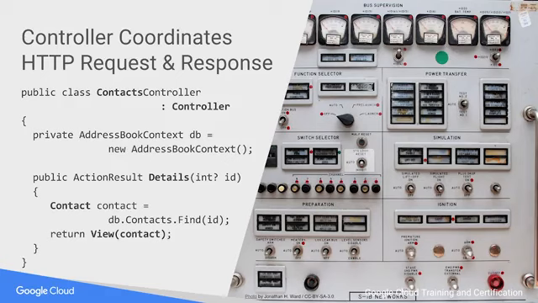In the body of the details method in our controller, we've written code using Microsoft Entity Framework to get a record from SQL Server and return it as a contact object. The controller passes this object to the corresponding view, which formats it and returns it to the user's browser.